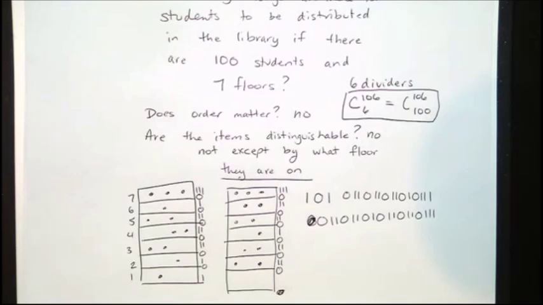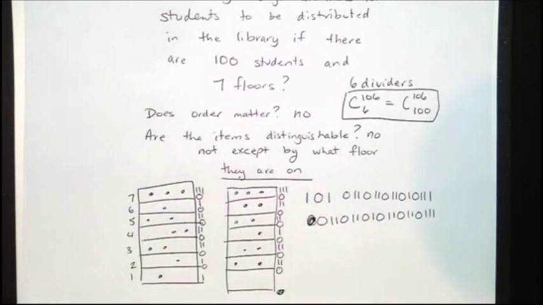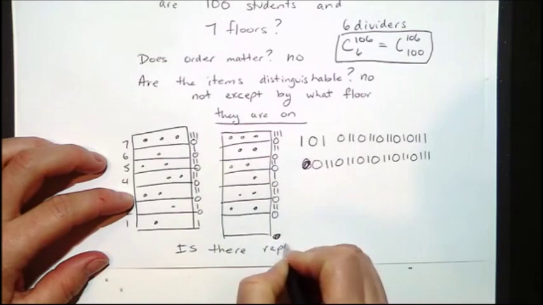Okay, so the questions that are going to tell you you have a divider problem. If the answer to "does order matter" is no, and "are the items distinguishable" is no, not except by what kind or some category, then you know you're working with a divider problem. The other thing that you might ask yourself is, is there replacement? Again, another confusing problem because I'm not going to take a person out and replace them.